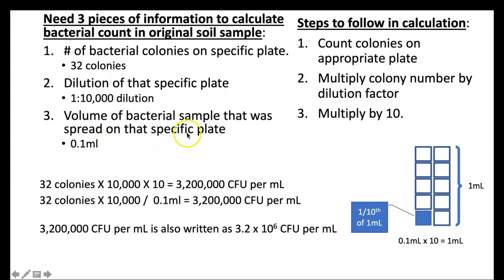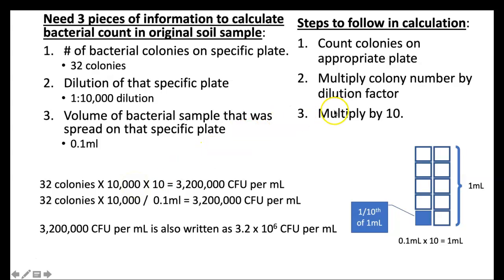1/10 of a milliliter. And so when you have those bits of information, these are the steps that you're going to follow to actually perform your calculation. So again, you count the colonies. So we counted 32. Then, so I have 32 colonies. Then we're going to multiply that colony number by whatever the dilution factor is on the plate. And so the plate was 1 to 10,000. And so we're going to multiply by 10,000.